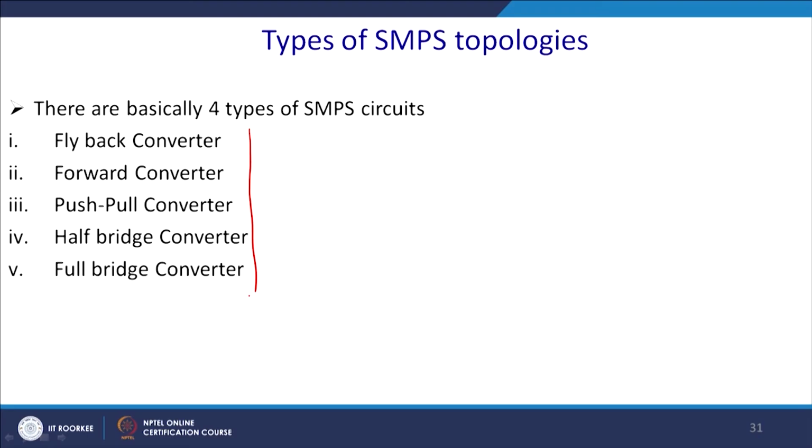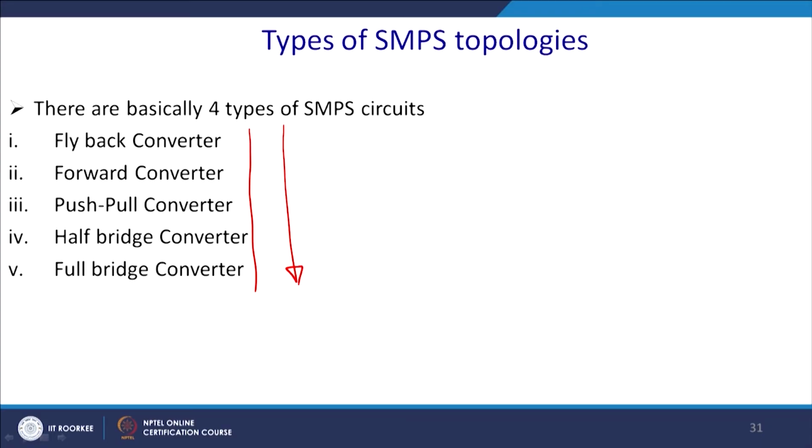Now, we have named 5 topologies of the isolated DC to DC converter, and these are essentially in ascending order of power. So, flyback can be operated at a maximum of around 250 watt. It is a challenge to design a flyback for more than 250 watt.